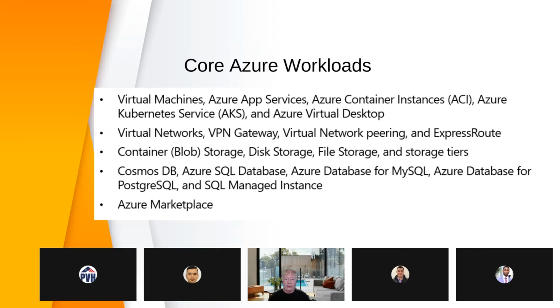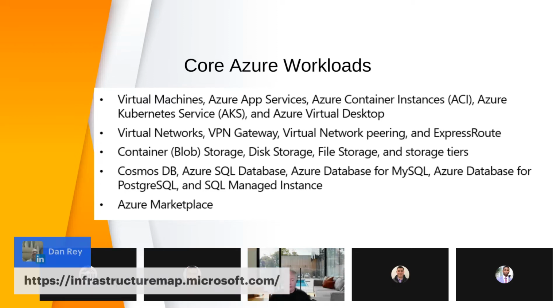So the next one then is core workloads. That's your VMs, your networking, your storage. You can see all the different types of storage in there: your blobs, disk storage, file storage, and then all the different databases there, like CosmosDB and Azure databases. And all these can be found on the Azure Marketplace. There's actually tons of stuff. This is only an example of some of them.